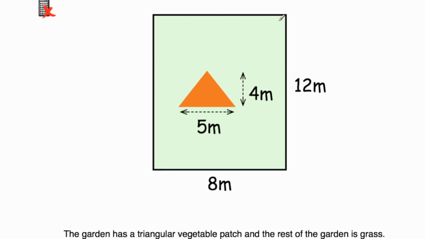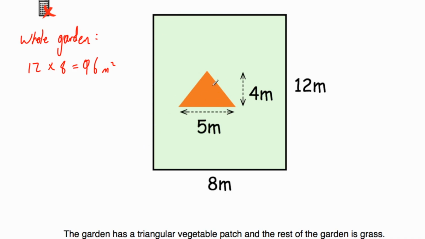To find that, we're going to find the total area of the garden to begin with, so the area of the rectangle. We're then going to find the area of the triangle and take it away, and what's left will be the area of the grass. So let's find the area of the whole garden. It's a rectangle, so we're going to do the length times the width, 12 times 8, and 12 times 8 is 96 square meters. So the area of the whole garden is 96 square meters.